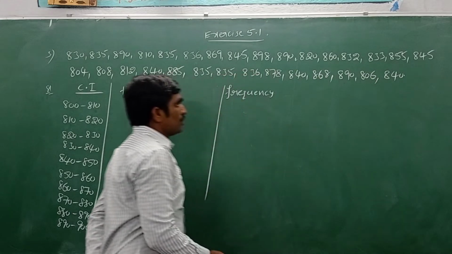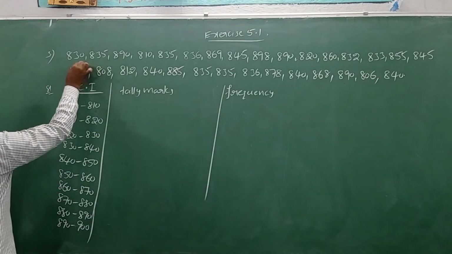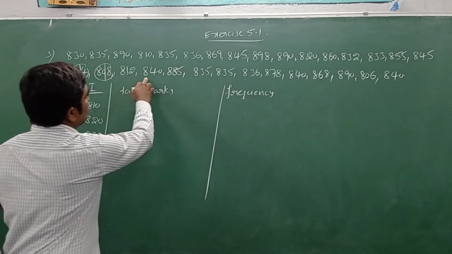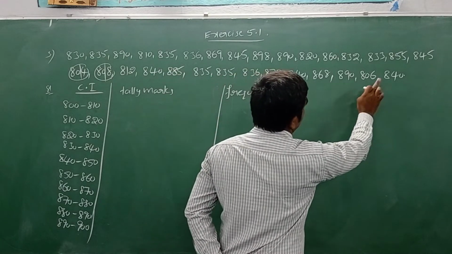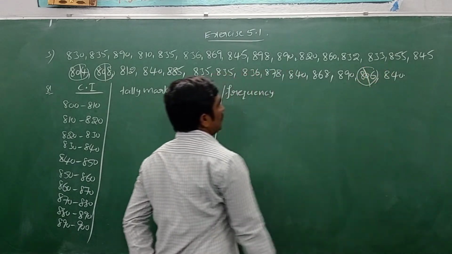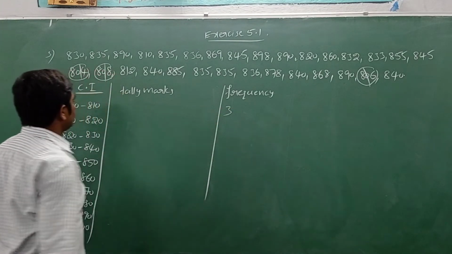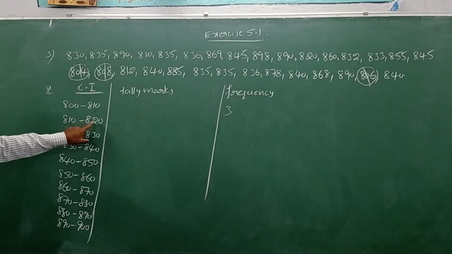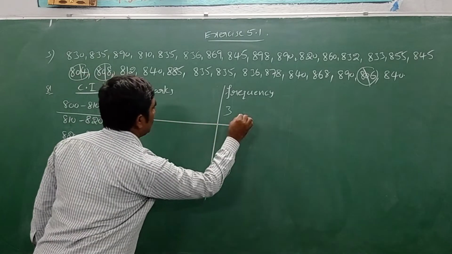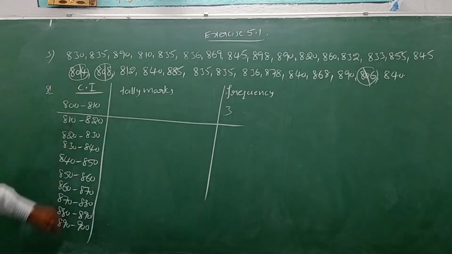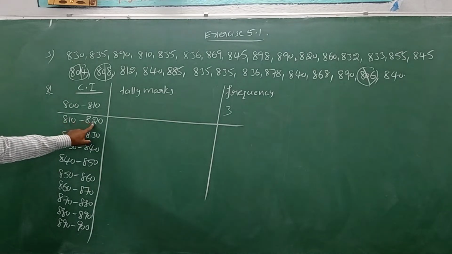Let's see how many are there from 800 to 809. There is no observation till now. 804, yes, 1. 808, 2. Then 806. So these are the observations. 3 observations are falling in this class interval, from 800 to 809. Let me take frequency 3. Second class interval, 810 to 819. Let us count the values. How many are there from 810 to 819?